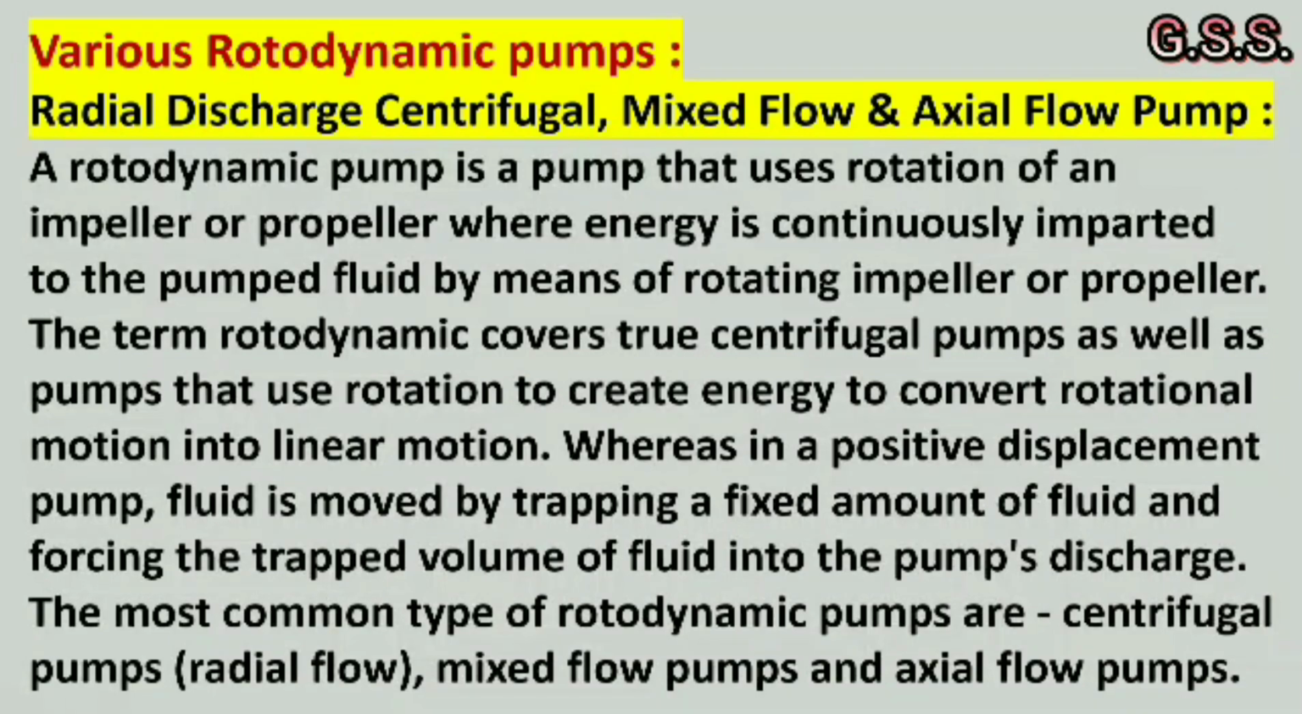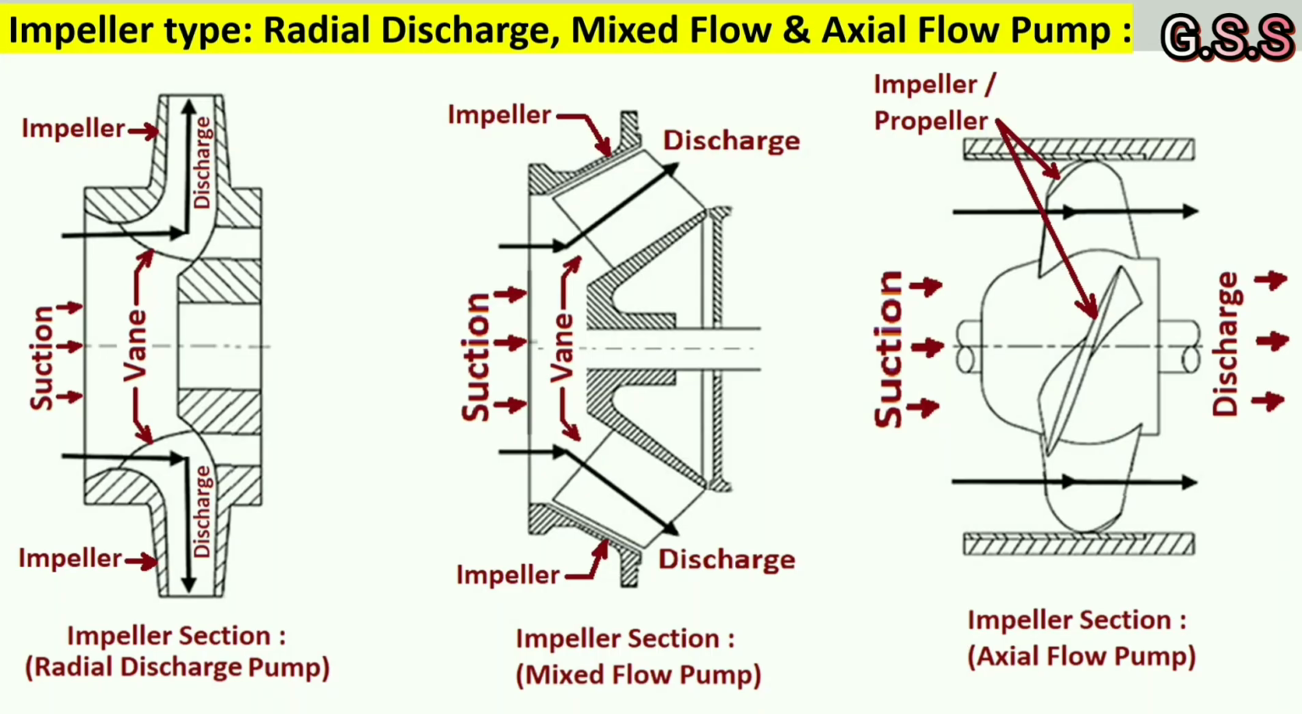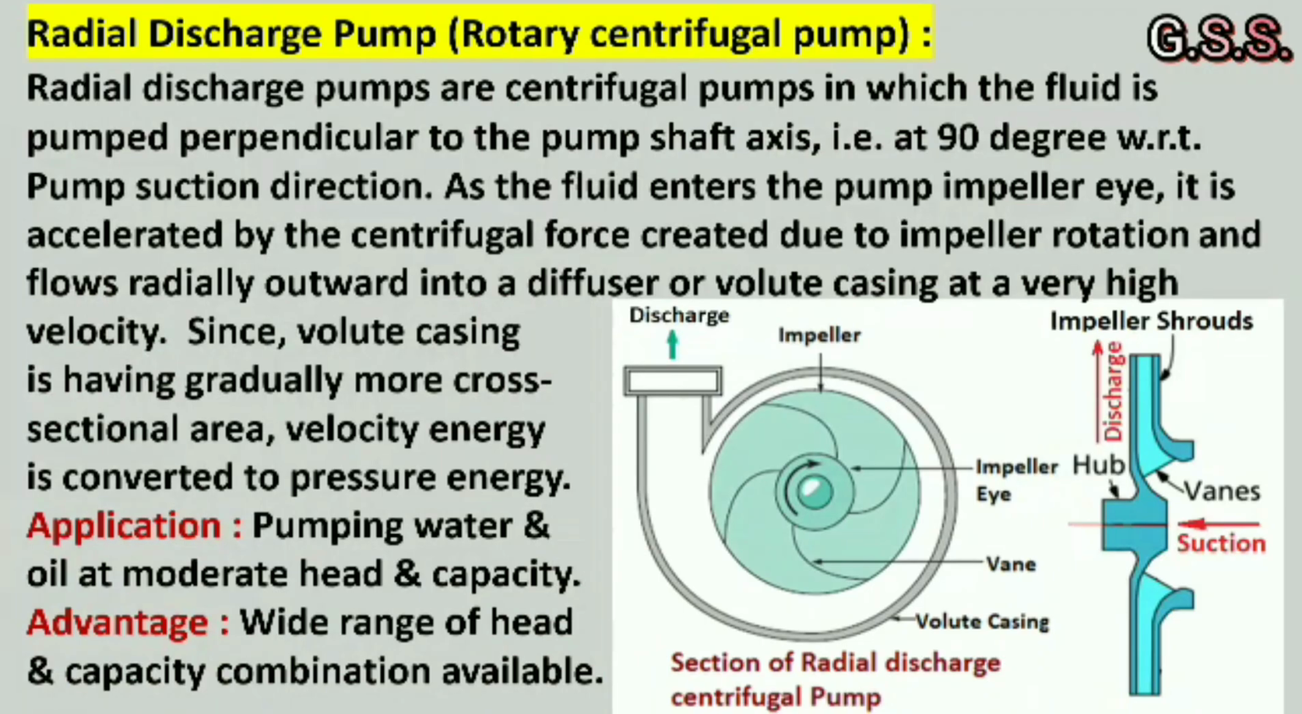The most common types of rotodynamic pumps are centrifugal pumps, radial flow, mixed flow pumps, and axial flow pumps. This picture shows the impeller section of radial discharge centrifugal pump, mixed flow pump, and axial flow pump. In case of radial discharge centrifugal pump, the impeller discharges fluid perpendicular to the pump shaft axis. In case of mixed flow pump, the impeller discharges fluid at 45 degrees with respect to shaft axis, and in case of axial flow pump, the impeller discharges along the pump shaft axis.